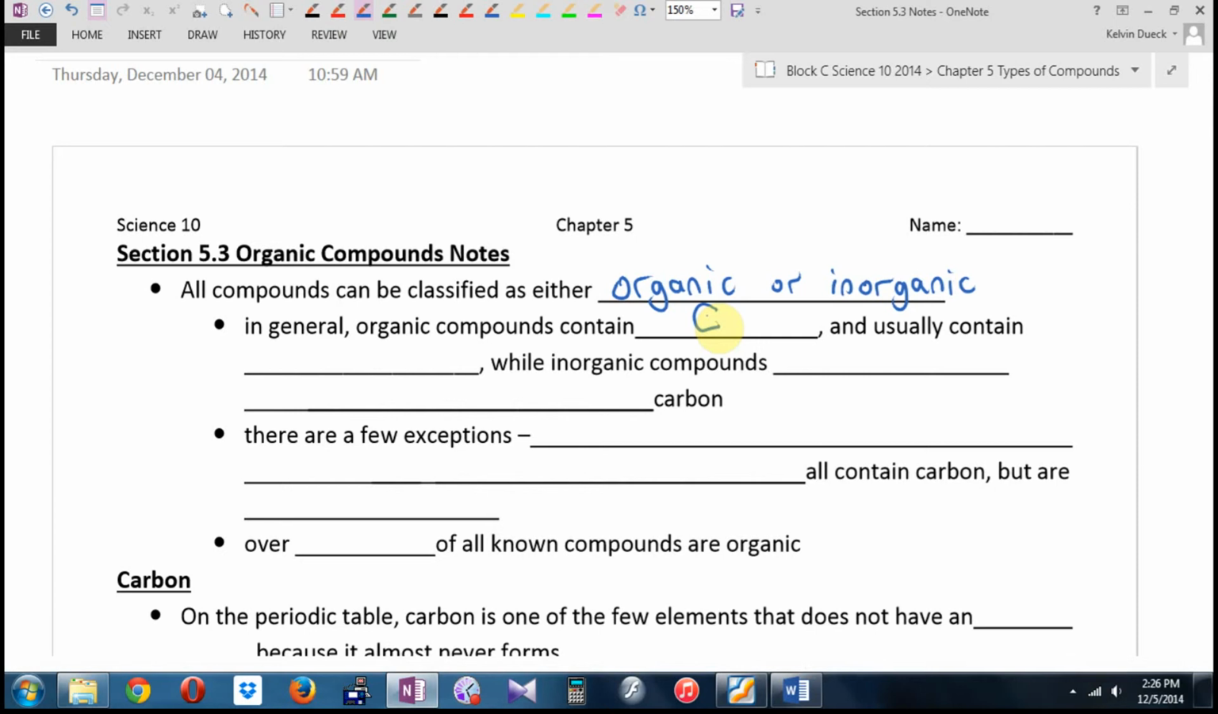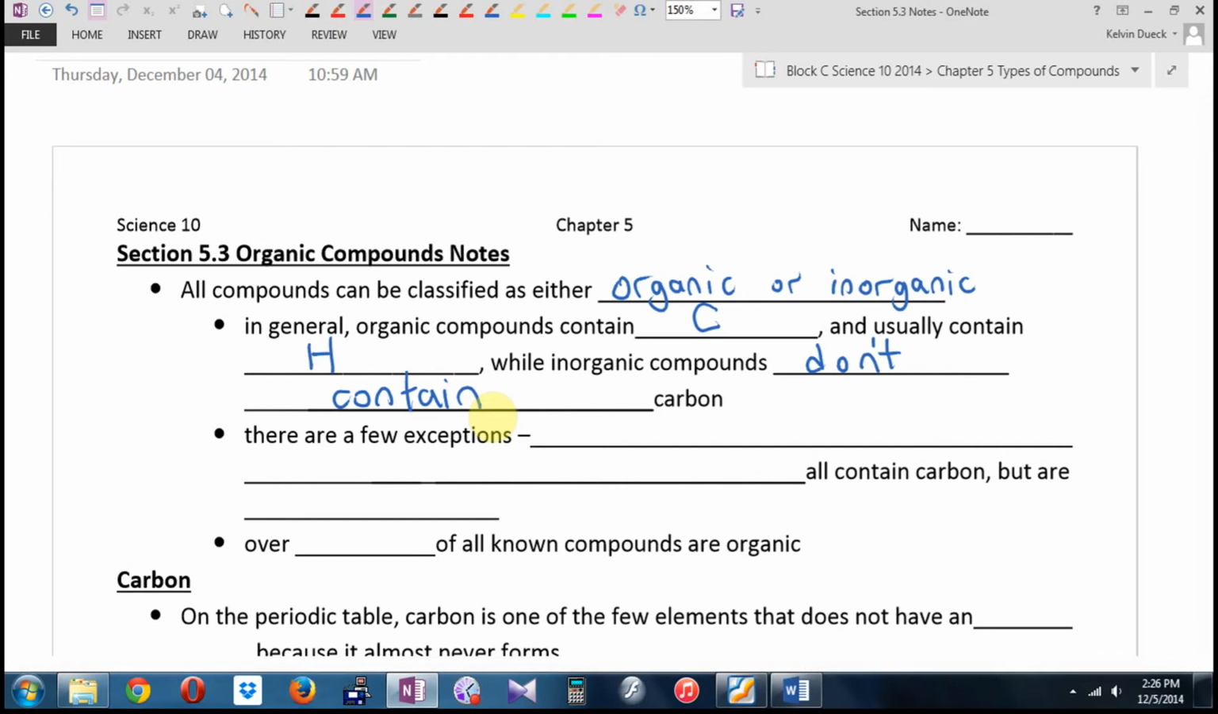And usually contain H, hydrogen. Is it okay if I use the chemical symbol abbreviations instead of writing out the words? They're abbreviations. I tend to abbreviate. While inorganic compounds don't contain carbon. However, like I just finished saying, there are exceptions.